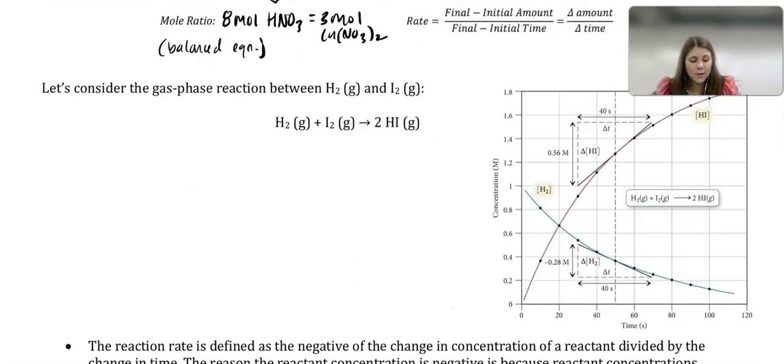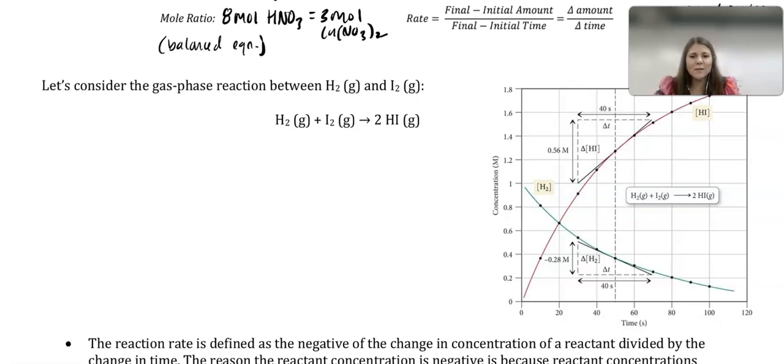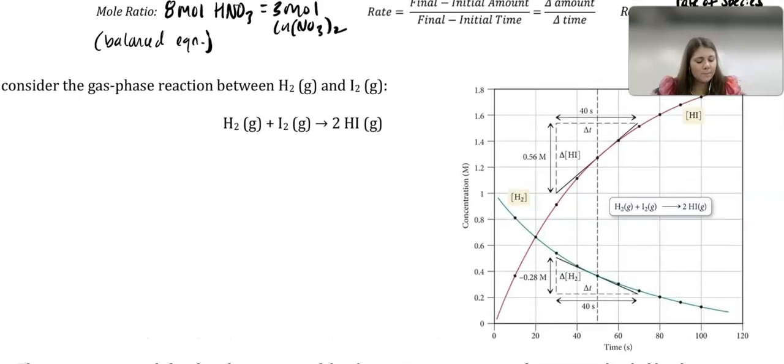All right, let's consider another reaction, okay? So here I have a reaction between hydrogen and iodine, all right? Here I have making hydrogen iodide. So you can see in this table right here.